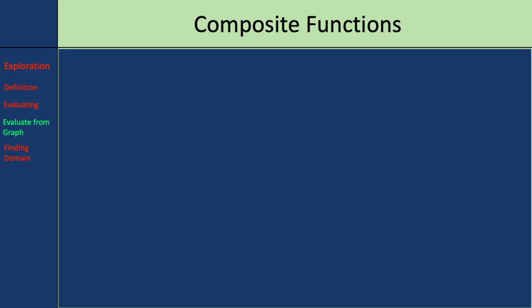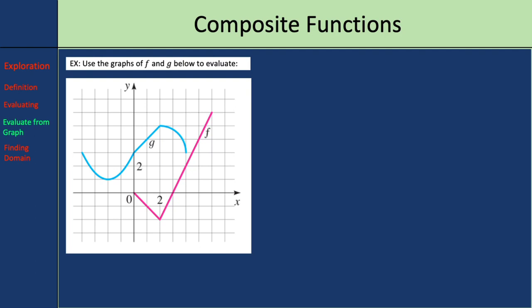Okay, we can also evaluate this from the graphs, right? So here is the graph of f and g. F is the red one, g is the blue one. And then part A, they want f of g of 2. So do the inside, I want to do g of 2, so the blue one at 2.